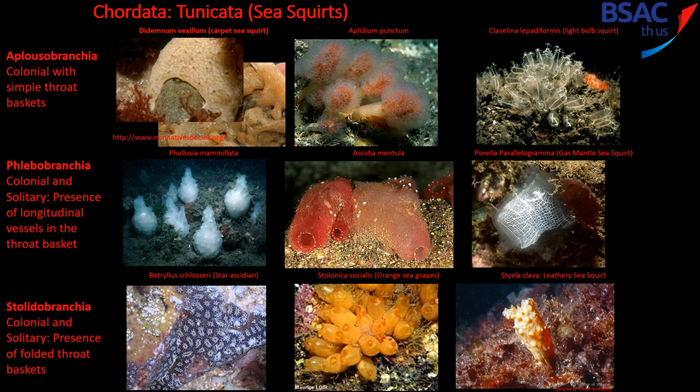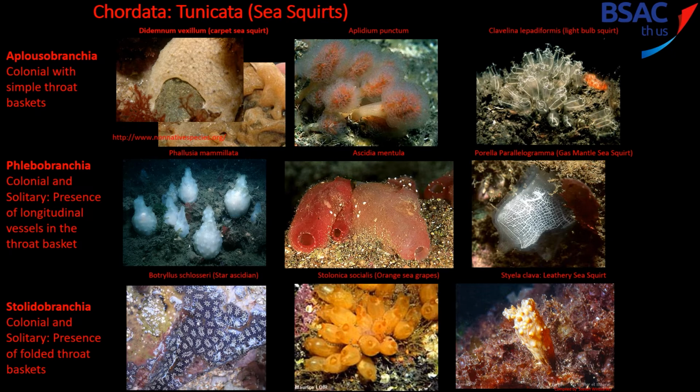In the second row we have the Phlebobranchia. These are colonial and solitary sea squirts that typically have longitudinal vessels in the throat basket. Middle left we have the largest UK sea squirt, which is the Phallusia mammillata, about 10 centimetres high. Center, the Ascidia mentula, and middle right is the quite gorgeous gas mantle sea squirt.